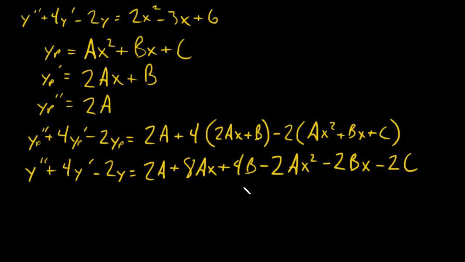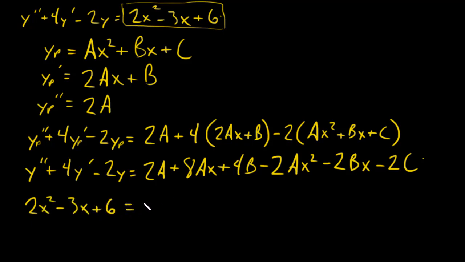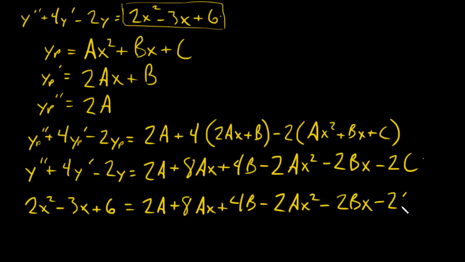Now, I'm going to take all of these pieces and set them equal to this, right? Because this is equal to this, and this is equal to this. Therefore, I can set this equal to this. So I'm going to now say 2x squared minus 3x plus 6 is equal to 2a plus 8ax plus 4b minus 2ax squared minus 2bx minus 2c.